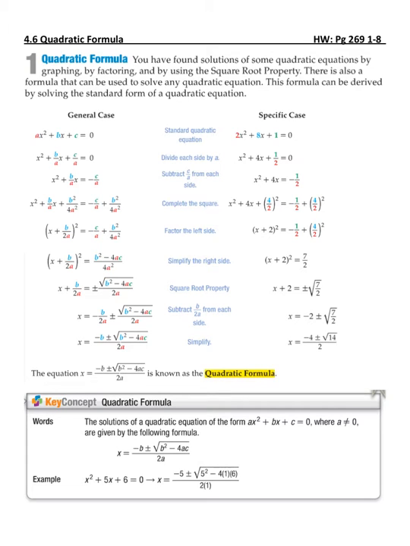All right. Good morning, everyone. Today, we're looking at using the quadratic formula.